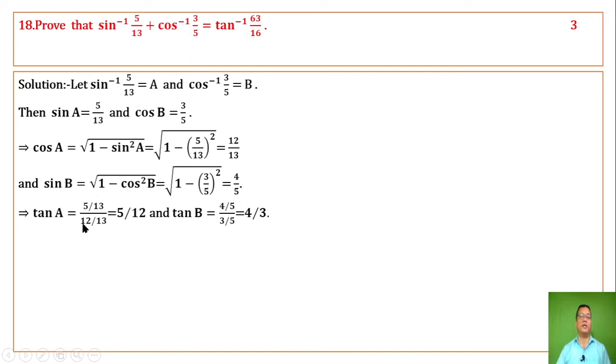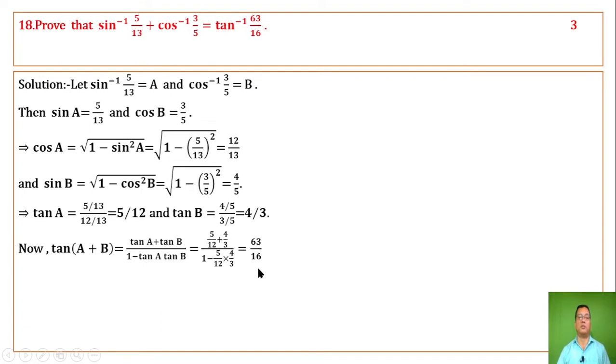That gives tan A is sine A by cos A, whose value is 5 by 12, and tan B is sine B by cos B, whose value is 4 by 3. Now tan of (A plus B), if we put A and here we put B, then we get A plus B, and tan of (A plus B) whose expansion is this. Tan A times tan B, value simplified to 63 by 16, implies A plus B equal to tan inverse of 63 by 16. Putting the original values, we get this, which proves the result.